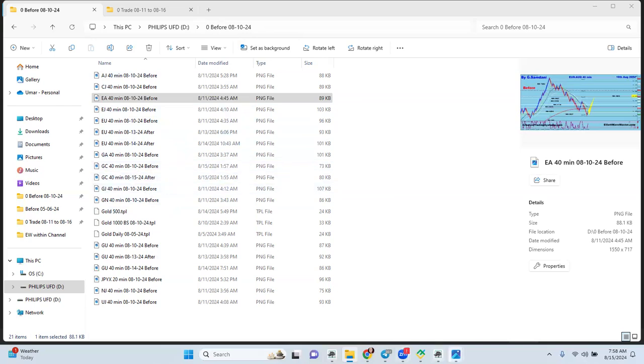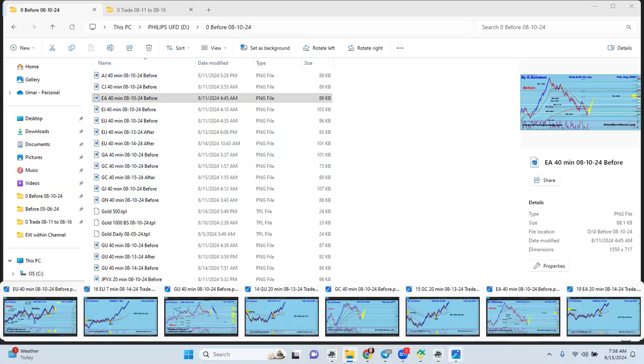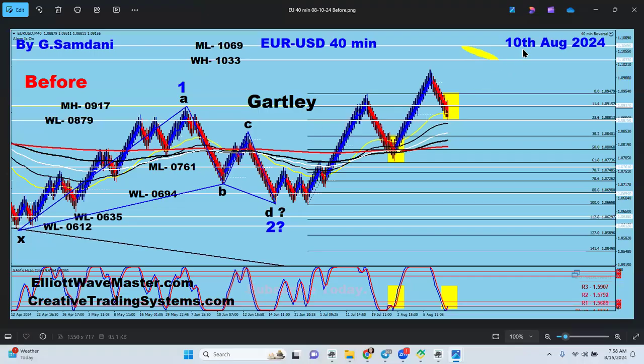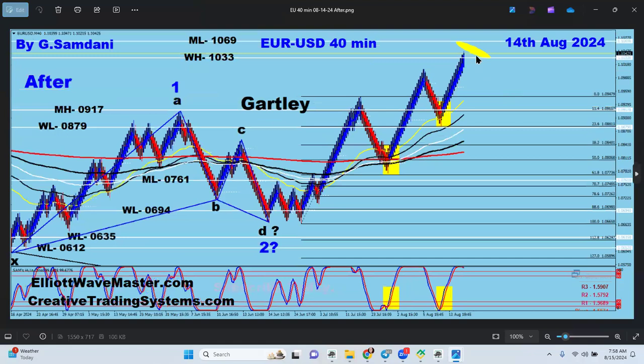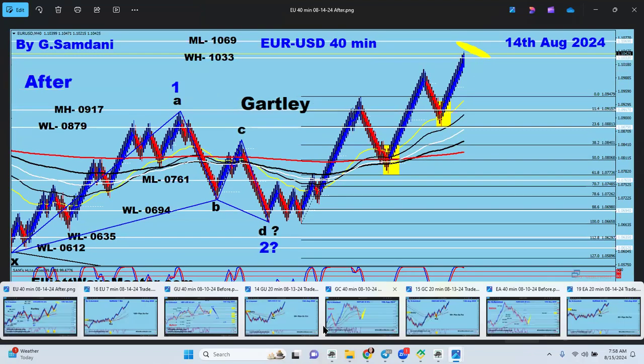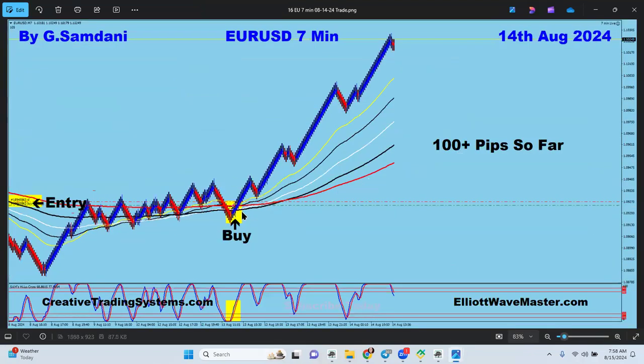For example, I opened a few of them already to save time. Here is EUR-USD. This was the setup on August 10th. I made that this thing is going to go from here to here, and it kept going and hit that target, going to the upside. This is my trade. So 100 pips right off the back from that setup.